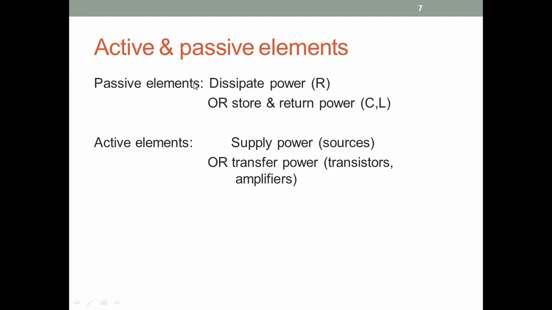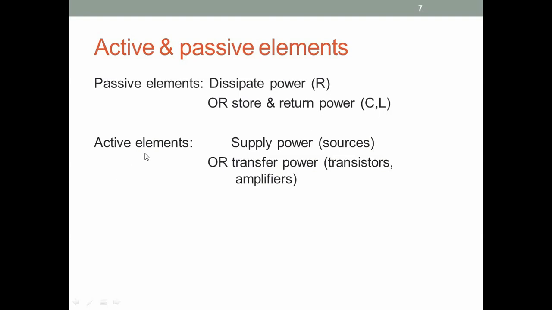Passive elements are elements that either dissipate or store and return power. Passive elements are elements that cannot supply power to a circuit. They do not supply energy. So a resistor, of course, only dissipates, just takes power from the circuit and dissipates it as heat. Capacitors and inductors take power from the circuit, they store it, and at a later time they return that power to the circuit. So these are both types of passive circuit elements.